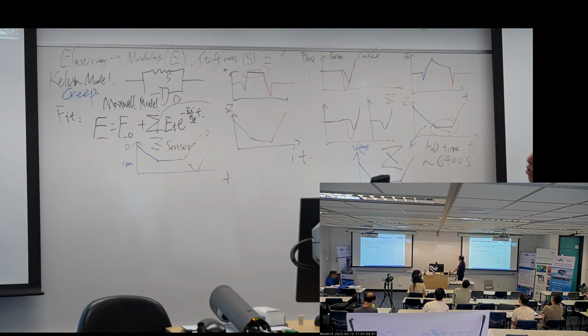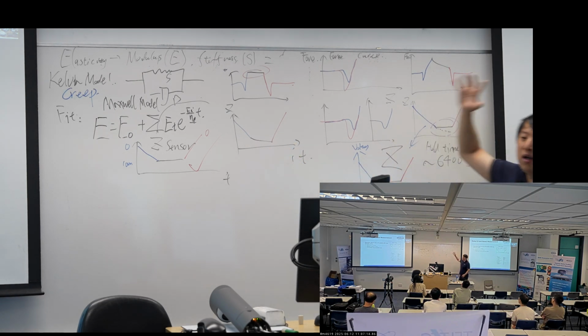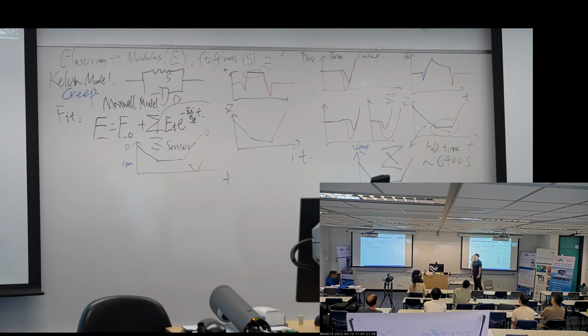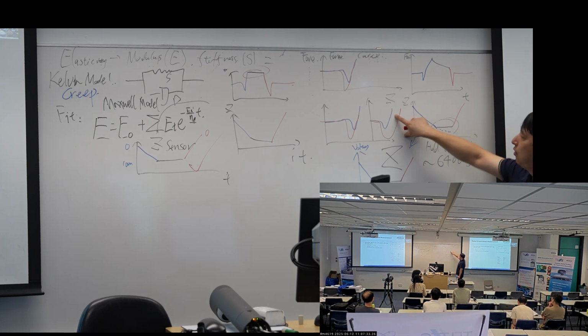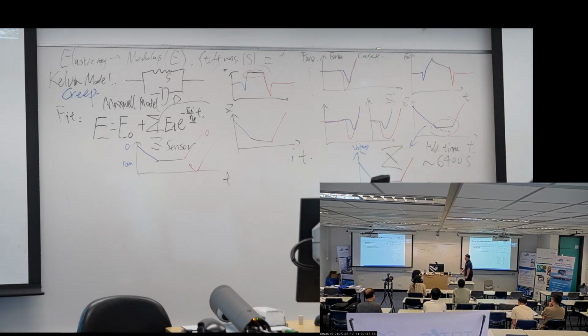that's the approaching. And since my sample creeps, the Z will change. So once you retract, the force curve will be something like this, because the Z changed. So that will be the creep force curve. That will be the relaxation force curves.